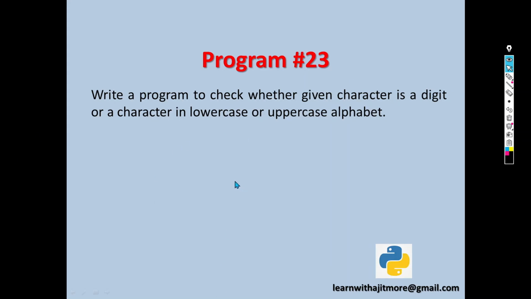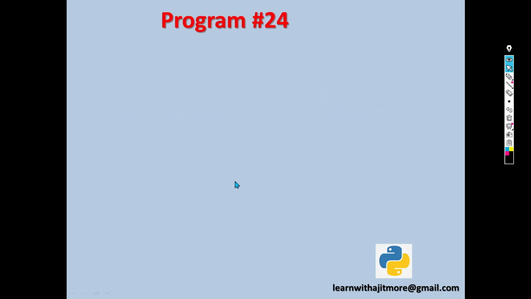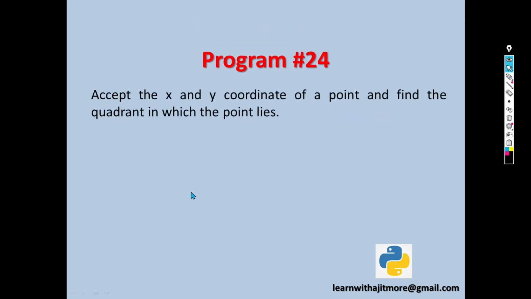Coming to problem number 24. Okay, now what we have to do in problem number 24? See, guys, we have to accept two values, that is, the x and y coordinates of a point, and find in which quadrant the point lies.